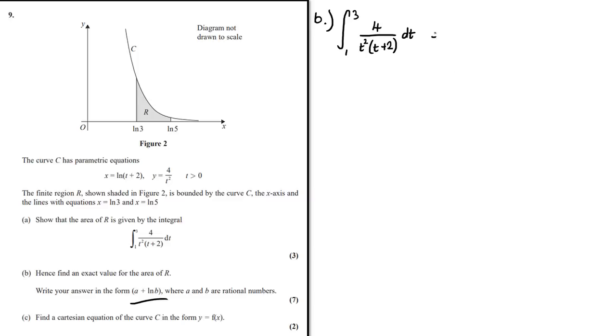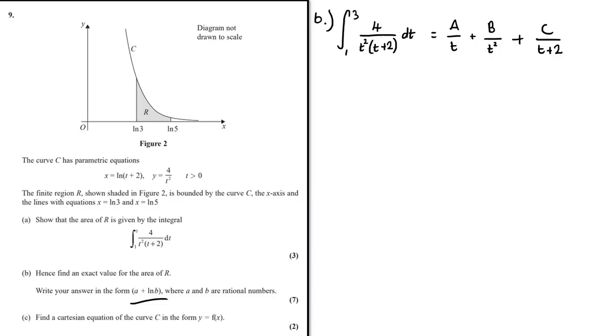So if we get this in the correct format, notice here we've got this t squared. So when we write this as partial fractions, we're going to get A over t plus B over t squared. So you've just got to be careful. And then finally the last term here is this t plus 2, so we get C over t plus 2. Now we need to use partial fractions here and find the values of A, B, and C.